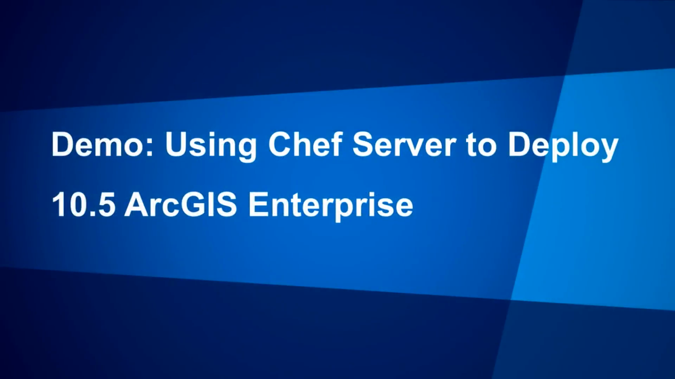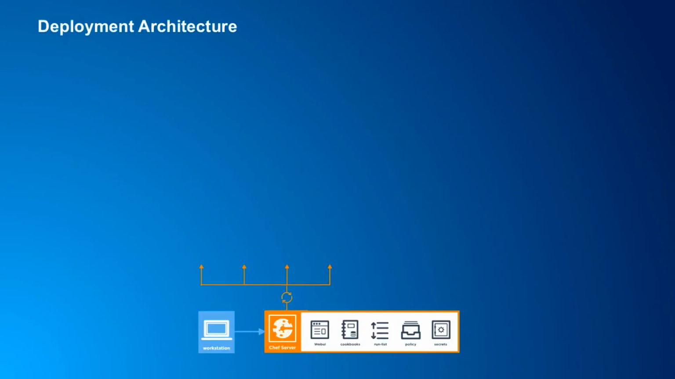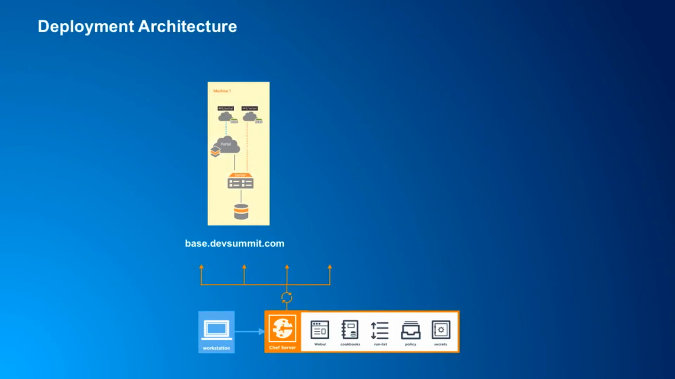Next, I'm going to do a quick demo of how you use Chef server to do this distributed deployment. In my demo, I'm going to use a hosted server. I have a workstation, basically it's my machine. Then I'm talking to Chef server. All the demo I'm going to do in a little bit is happening on this machine. I'm talking to the Chef server. And then I have one machine, just like what Bill demoed, that's a base enterprise deployment. Portal, server, data store is the whole set. And that machine is called base.devsummit.com. And then I want to do some geoanalytics. So I have a server machine with a geoanalytics role that's going to be federated with base.